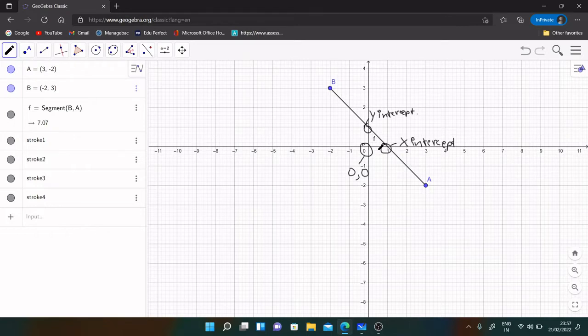Simple, right? X-intercept and Y-intercept. Intercept means two things are connecting or meeting at that point. At the x-axis, this line is meeting at this point, so this will be our x-intercept, and at the y-axis, the line is meeting at this point, so it will be our y-intercept. Our y-intercept over here is 1, and the x-intercept here is also 1.